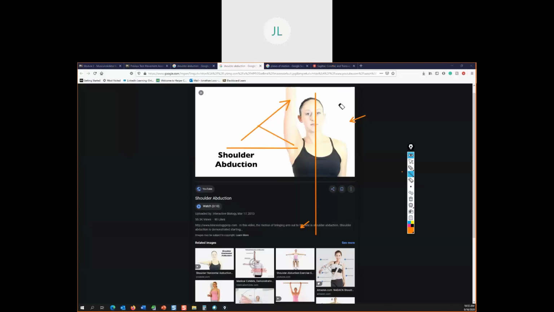Okay, so that was the one key point that I wanted to make sure that I did last time, was making sure that we understood that all movement starts from anatomical position.